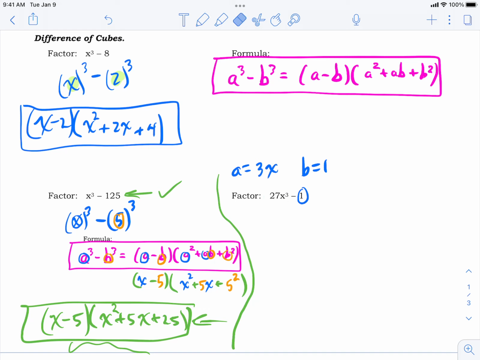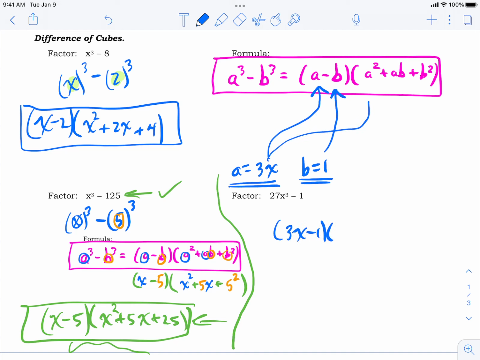Because if you take 3x and you cube it, well, that's a 3 cubed times an x cubed, and 3 cubed is 27, and so it really does work. And so we're going to use a is the same as 3x, b is the same as 1 in that formula. And rather than copy the formula, I'll just direct you up like this. So I'm using a 3x minus 1 to get started.